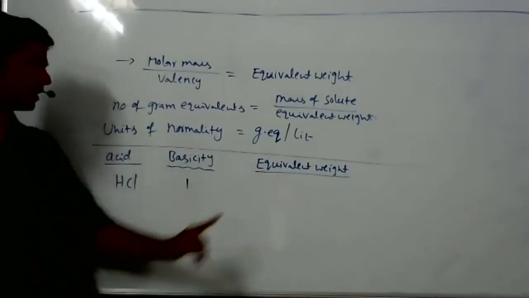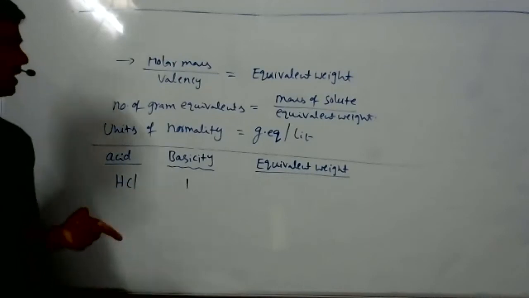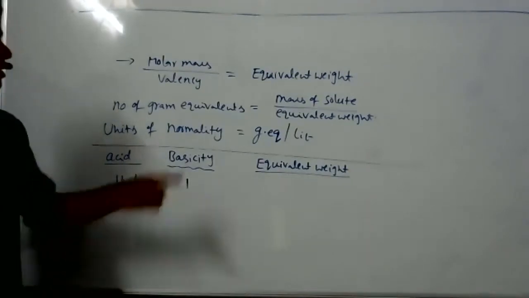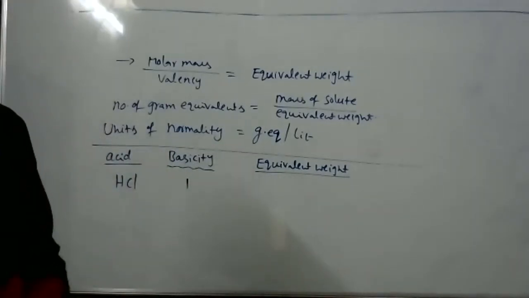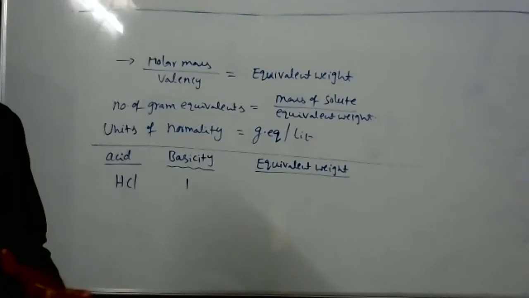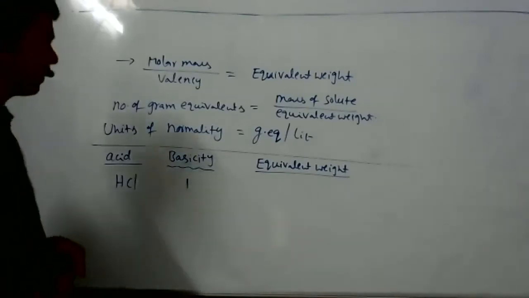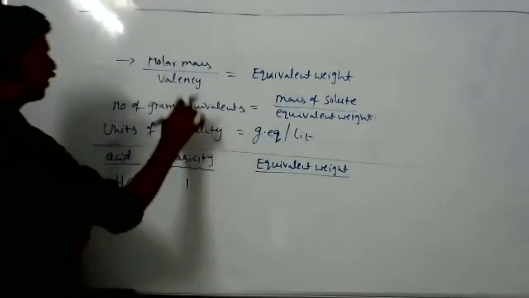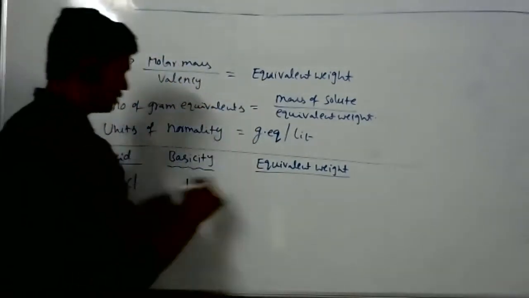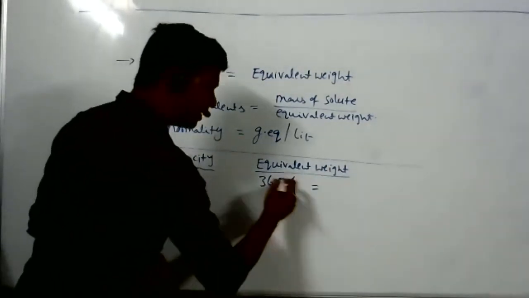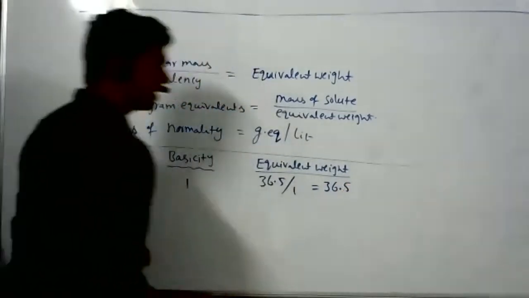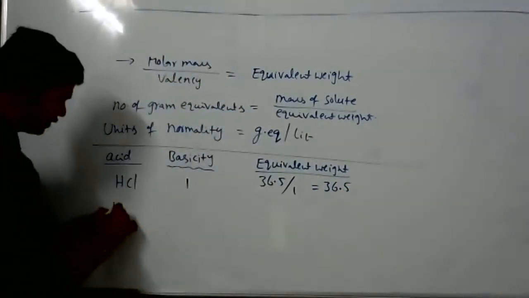Now the calculation of equivalent weight. What is the molar mass of HCl? 36.5. I'm applying this formula, molar mass by valency. So it is 36.5 divided by 1. So the equivalent weight is the same, 36.5 only.